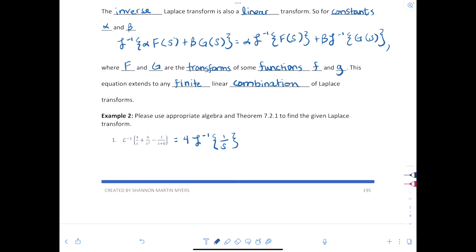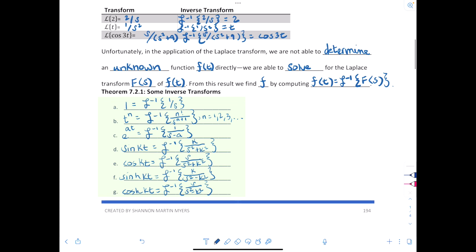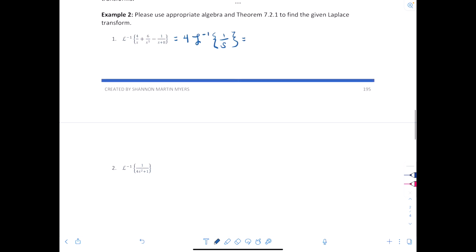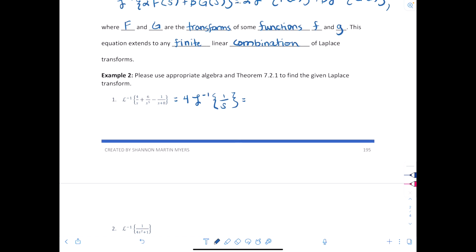Now, notice the next one we have is 6 over s to the 5th. And remember, this one here, t to the n is n factorial over s to the n plus 1. Well, our s is raised to the 5th power, so n plus 1 is 5. So n, therefore, would be 4. And 6 is equal to 3 factorial, right? So if we multiply a 4 times 3 factorial, we would have our 4 factorial that we need.